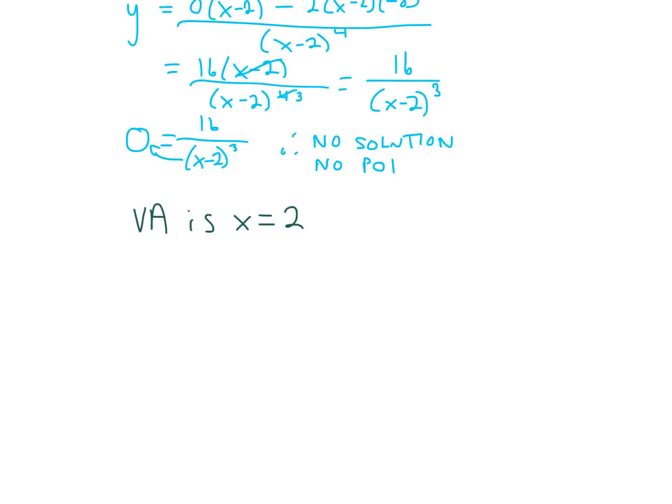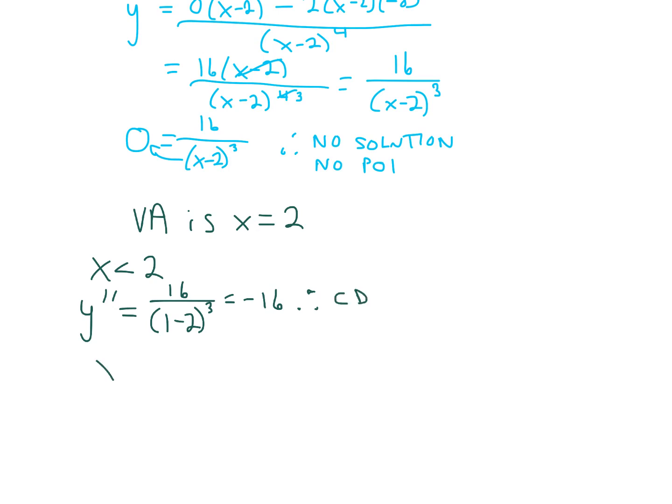So remember our vertical asymptote was x equals 2. So let's try a value of x less than 2. We're going to put that in our double derivative, and we're going to see what happens. We have 16 over, let's choose a value less than 2, like 1, for instance. That's going to give us negative 1 to the exponent 3, which is negative 1, so we get negative 16. And that tells us that for values less than 2, the curve is concave down.